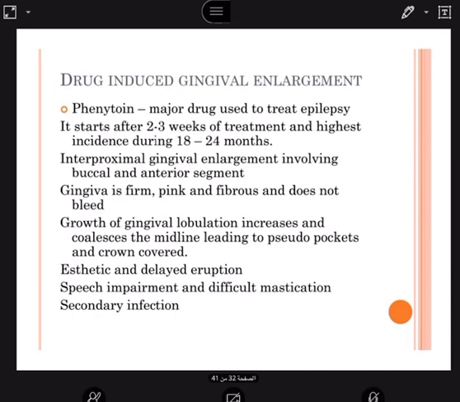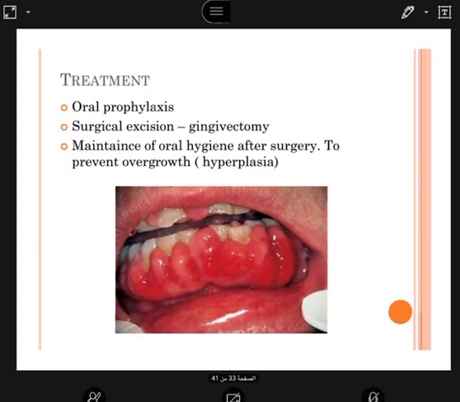So what can it lead to? Pseudo pockets, and it can cause an aesthetic problem, and it can even lead to delayed eruption of the tooth in very young children. Speech impairment is seen, and there is difficulty in mastication. There is an obvious chance of secondary infection.